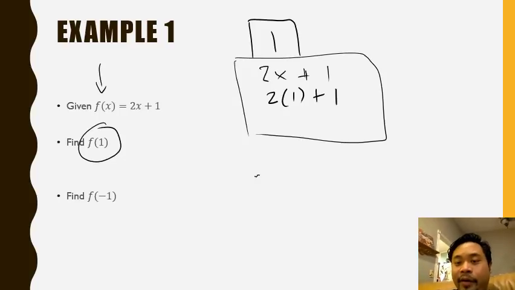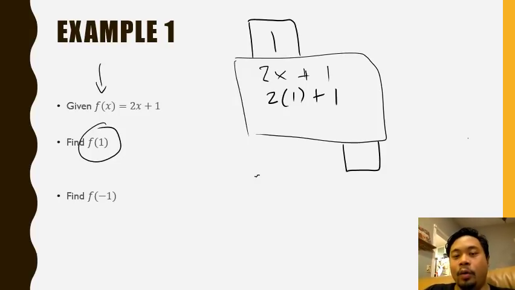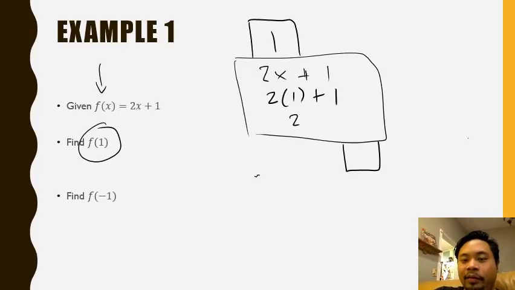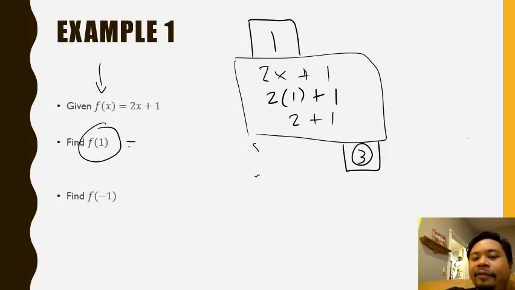Now all I have to do to figure out what my output is here is simplify the expression. So 2 times 1 gives me 2, plus 1 gives me 3 as my output. So now I have my answer for f of 1, which is 3.